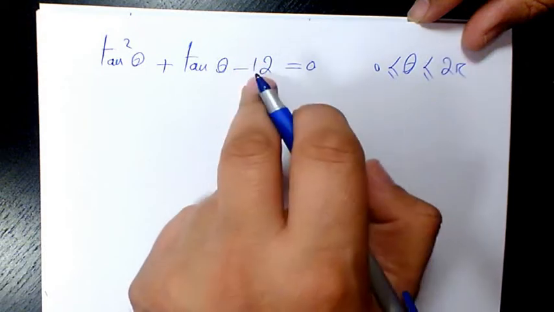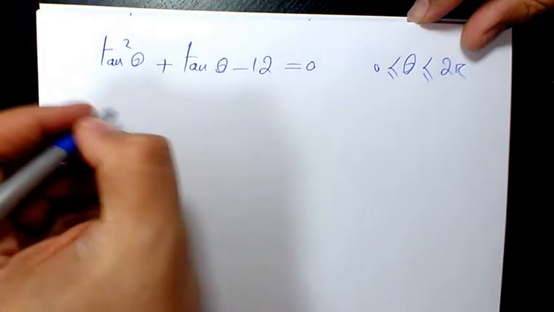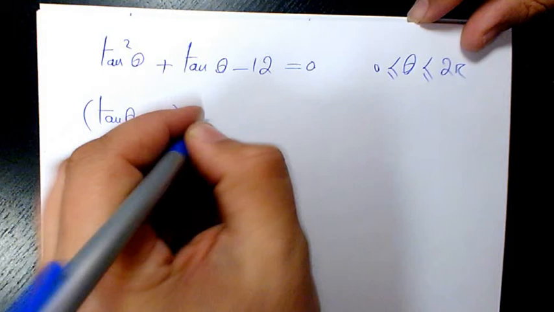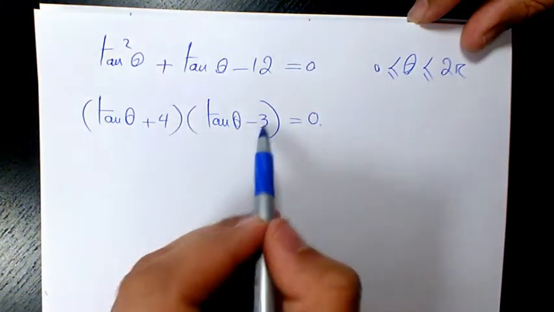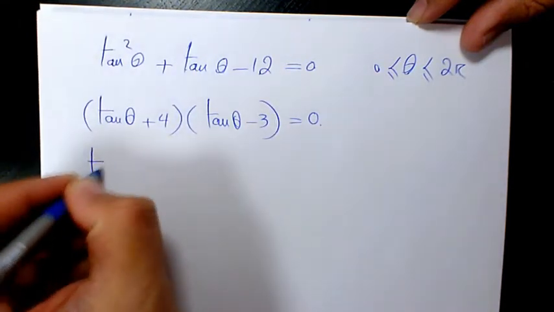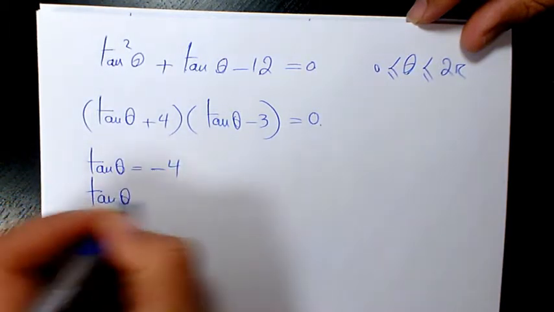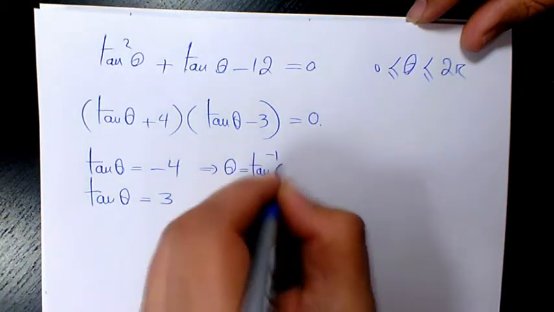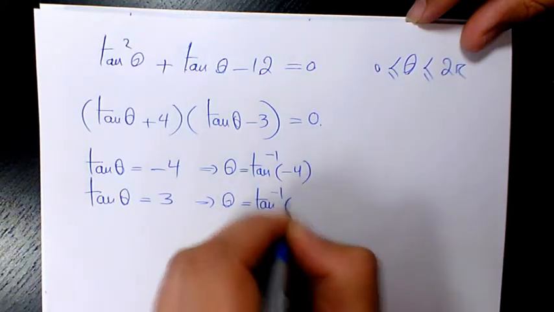Here we have negative 12 and this one is plus 1, so we can use the factoring method to have it as tan theta plus 4 and tan theta minus 3 equals 0, because 4 times negative 3 is negative 12, and when you add them it's going to be 1. So it means that we have two answers. One of them is tan theta equals negative 4 and tan theta equals 3. So theta is going to be tan inverse of negative 4 and tan inverse of positive 3.